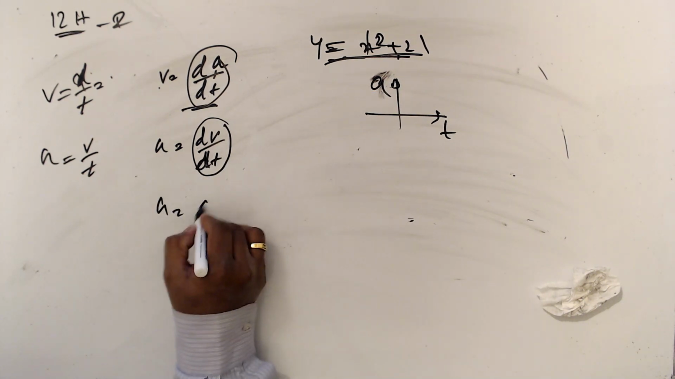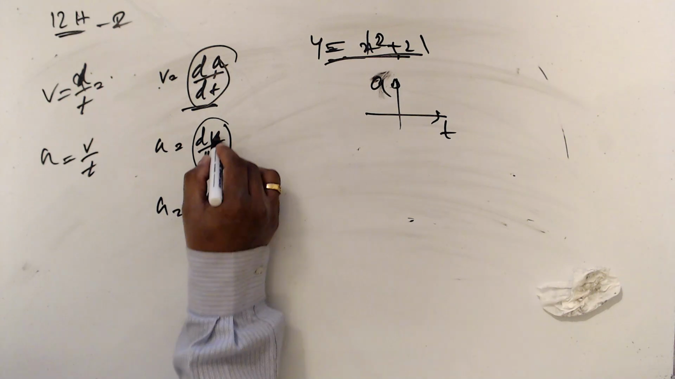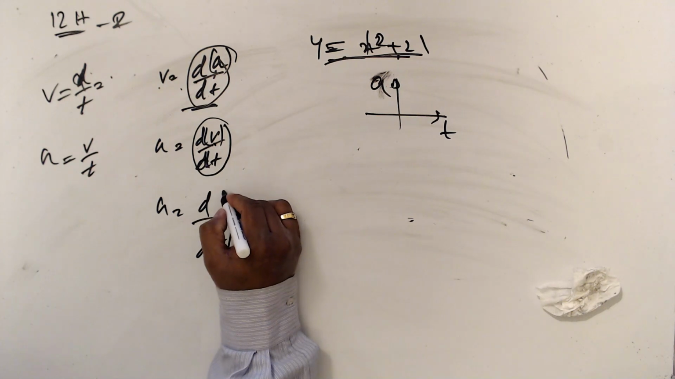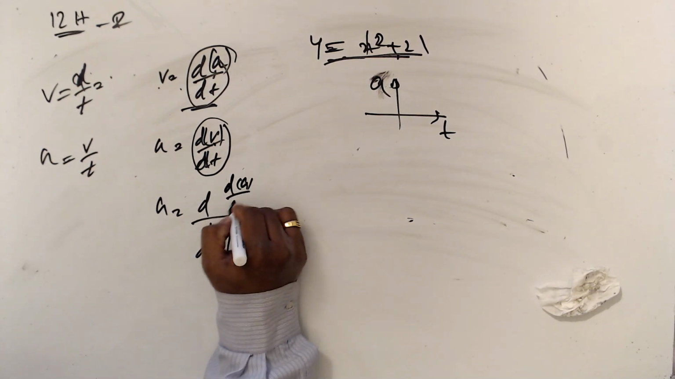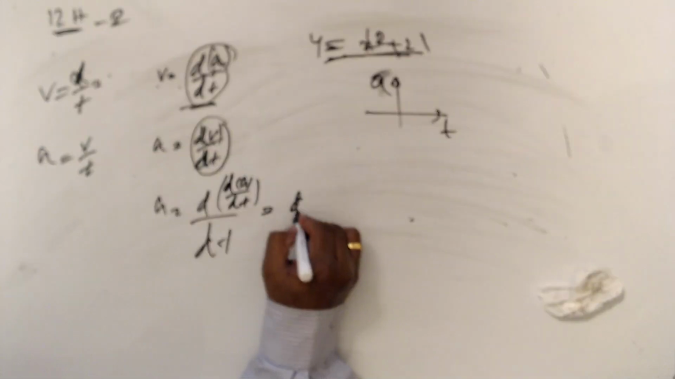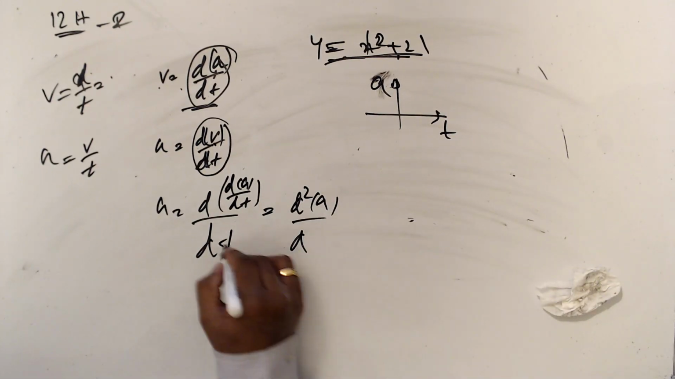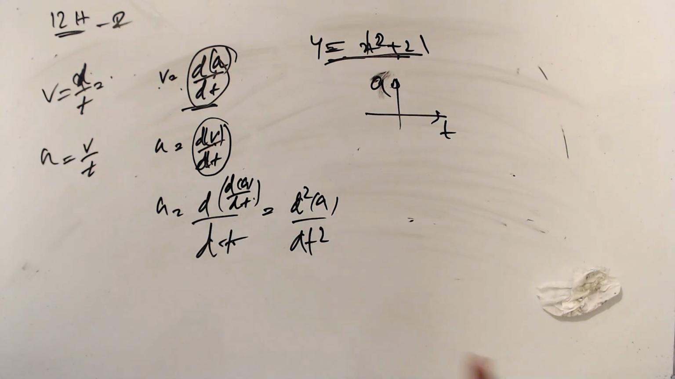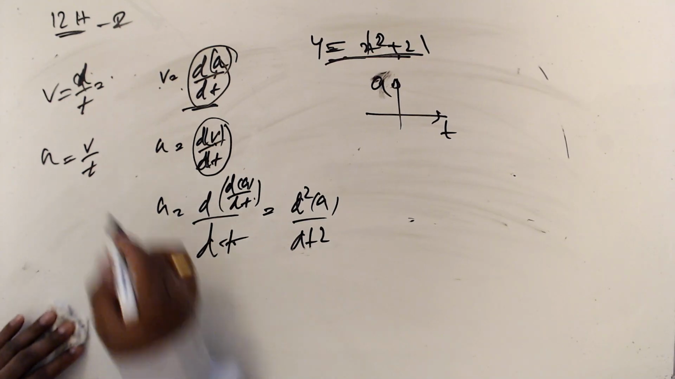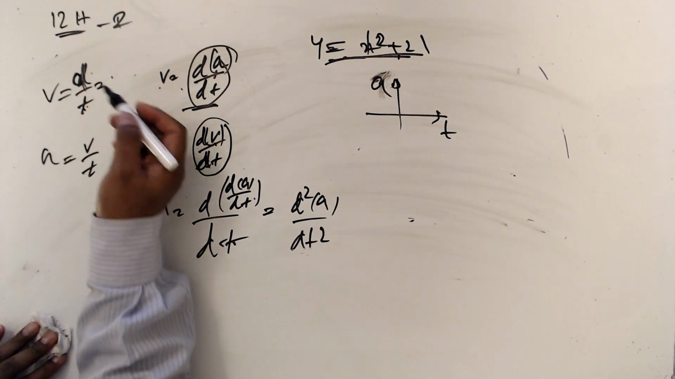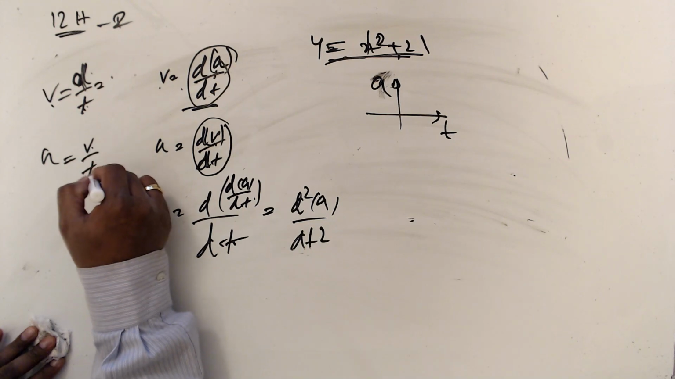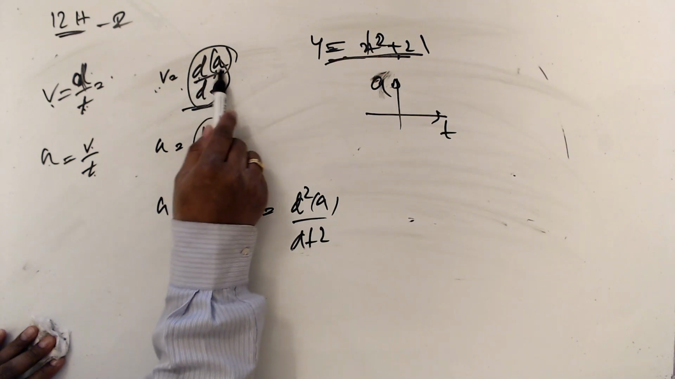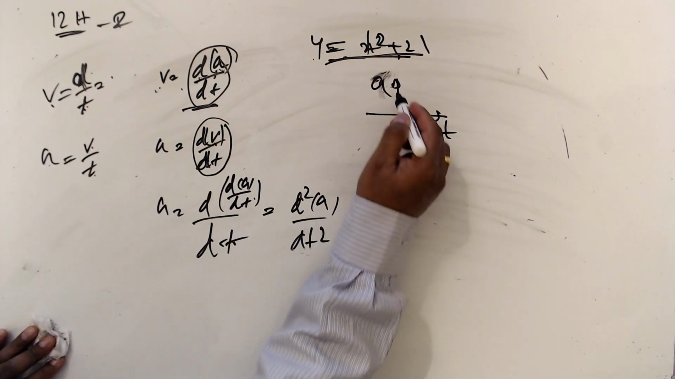So a equals d over dt of v. What is the v value? We have to put a bracket here. What is v? v means dA over dt. So then this is d square A over dt square. So d over dt, this one, dt square. So d means displacement divided by time gives velocity. Velocity divided by time gives acceleration. The same thing. We write dA over dt.